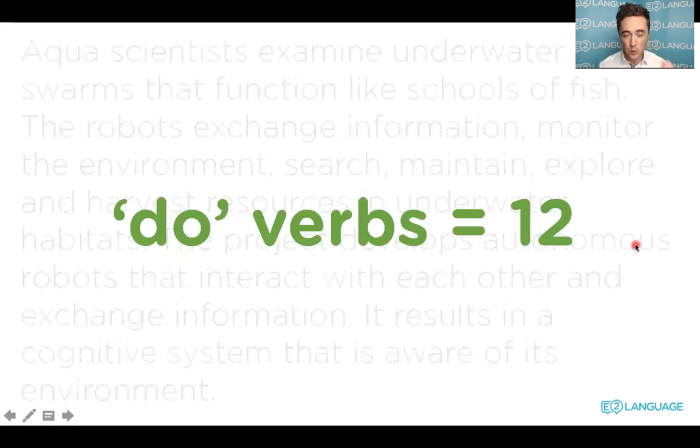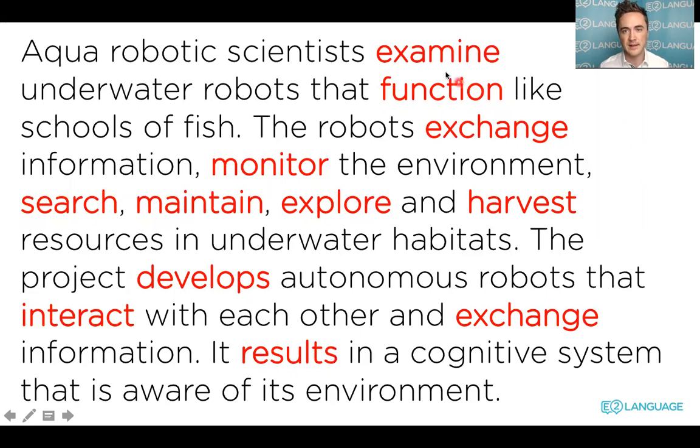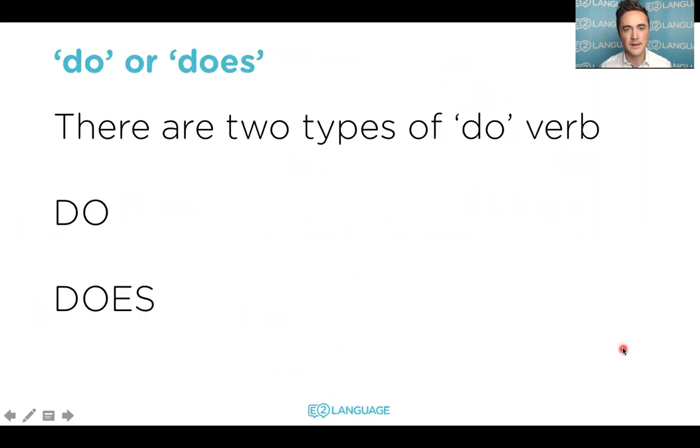So there are actually 12 of them, and here they are. Examine, function, exchange, monitor, search, maintain, explore, harvest, develops, interact, exchange, and results. These are the do words. Excellent. Well done. Cool. But you may have just noticed that there are two types of do verb. There's do and there's does, right? So two types of do verbs.